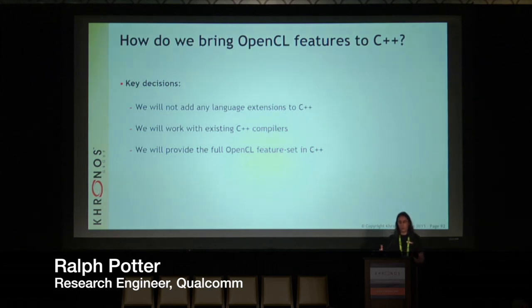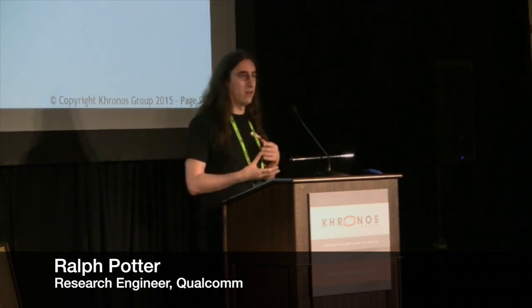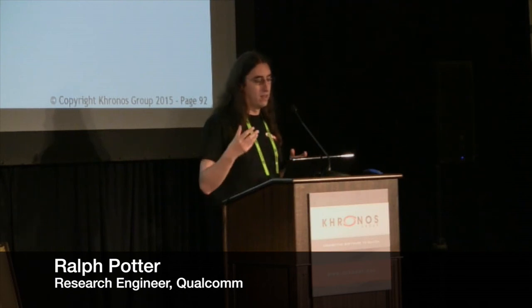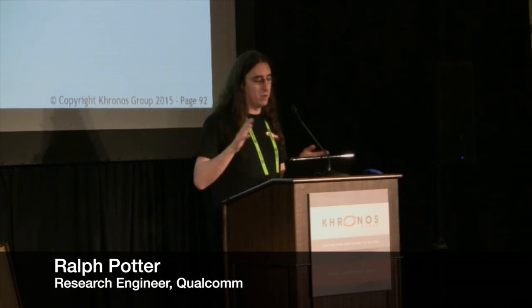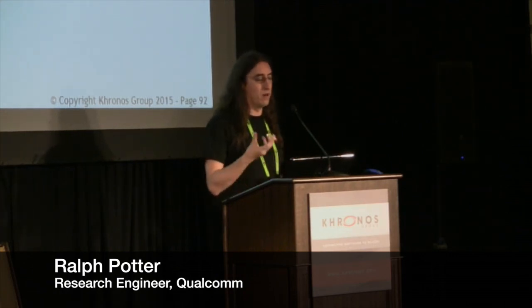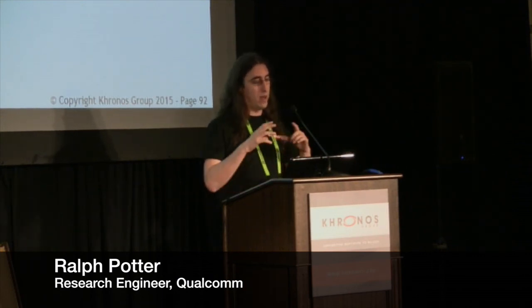The first one was we will not add any language extensions to C++. That relates directly to the second one, which is there are already C++ host compilers out there. Developers have invested a lot of time in making their code work on those compilers, and we want you to be able to use that. If we start adding new language extensions, then it becomes impossible to take your arbitrary choice of host compiler because it won't understand those extensions. So that was the first pair of decisions.